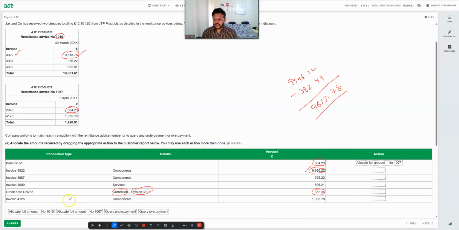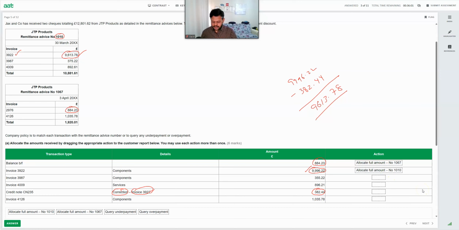So we understand actually what they did. They adjusted this credit note against the invoice, and that's why they paid me a little bit less. It is understandable, because if there's a credit note, if the customer returns goods, they will not pay me the full amount, they will pay me less. Any credit note they can offset or adjust against any invoice. It doesn't have to be the same invoice. Alright, so I can say this one on the 1010, allocate full amount 1010.